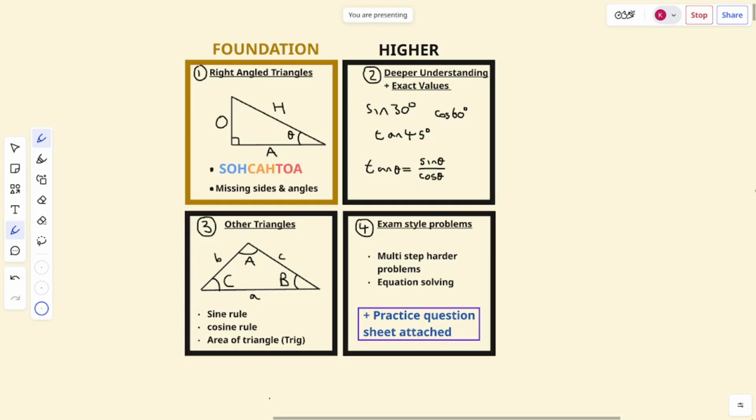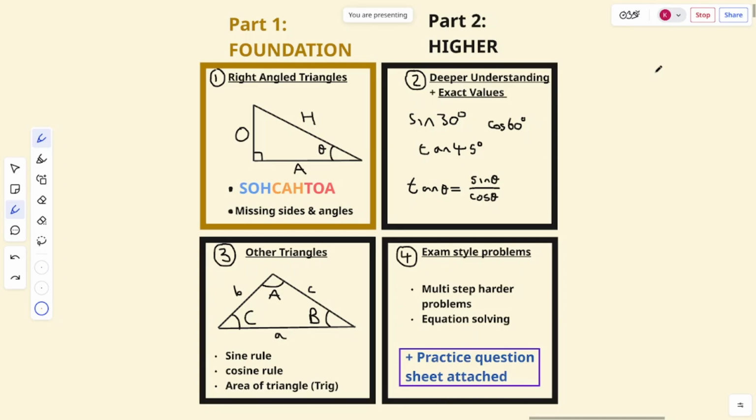Today we will be going through trigonometry for triangles. This video will focus on foundation maths and trigonometry on right-angled triangles, SOHCAHTOA and missing angles.